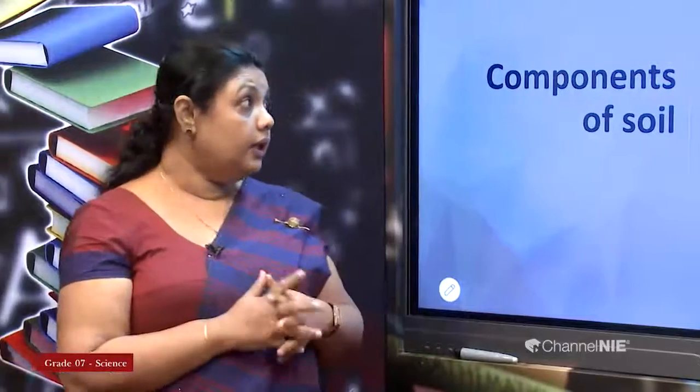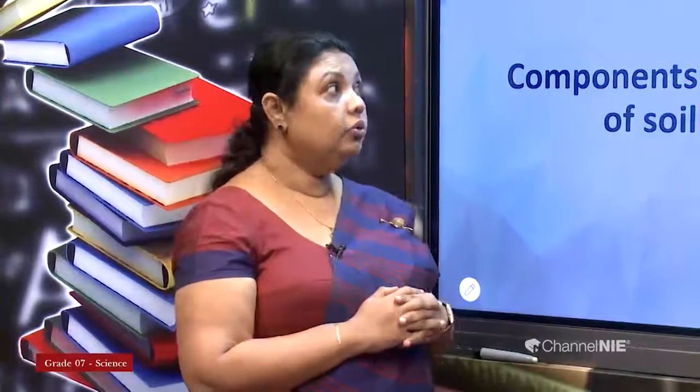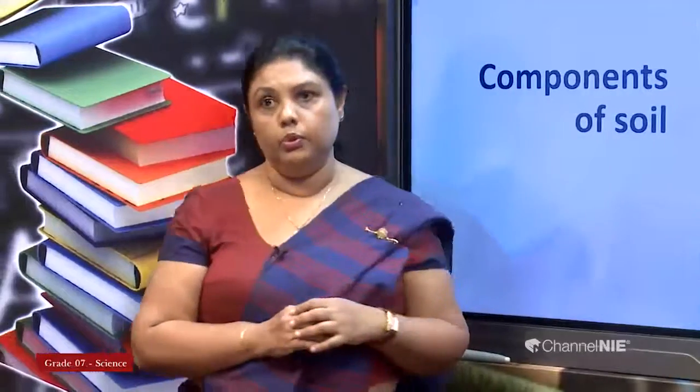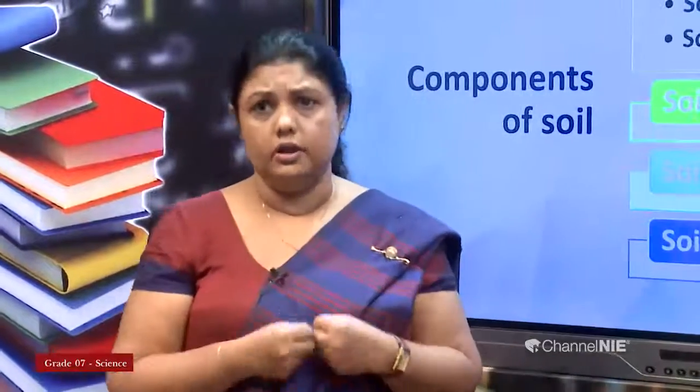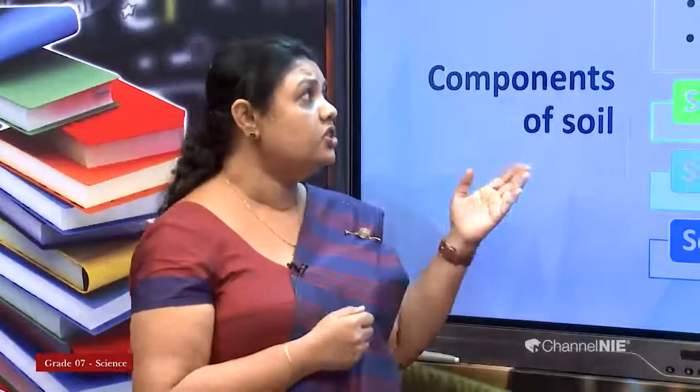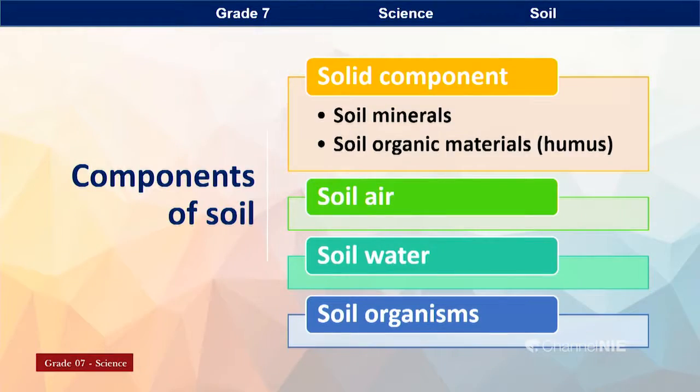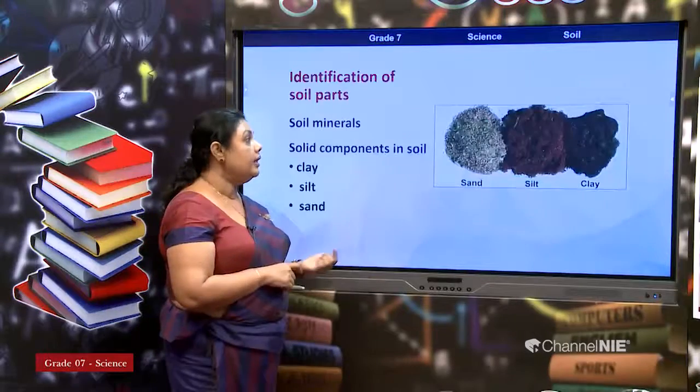Right. When you take these components again, you know soil solid components are there. What are solids? They are hard components. These hard components, soil minerals and soil organic matter, are there. We already learned what organic matter and soil minerals are. Air, of course, you know what air is. Air in soil is called soil air. Water in soil is soil water. Soil organisms are there, microorganisms and big organisms.